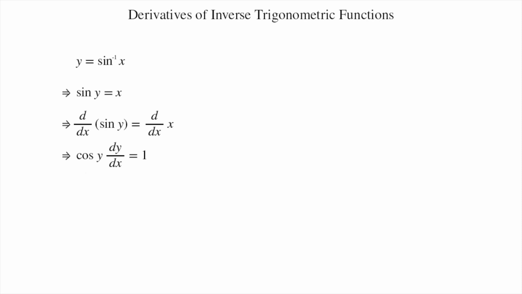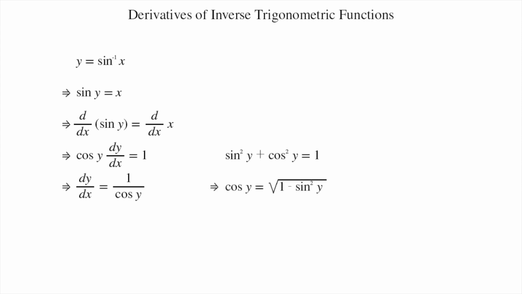Since y is a function of x, we have to use the chain rule on the left hand side, which is why we end up with the dy by dx term. So rearranging gives dy by dx is equal to 1 over cos y. But remember that sine squared y plus cos squared y is 1. So that gives us cos y is the square root of 1 minus sine squared y. And also, we know that sine y is x. So we have cos y is the square root of 1 minus x squared. Hence, dy by dx is equal to 1 over the square root of 1 minus x squared.